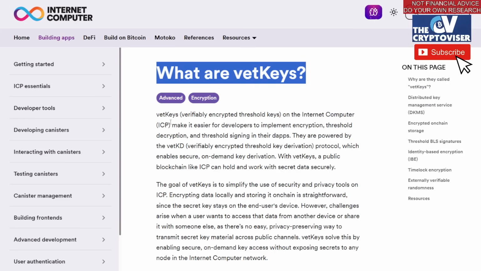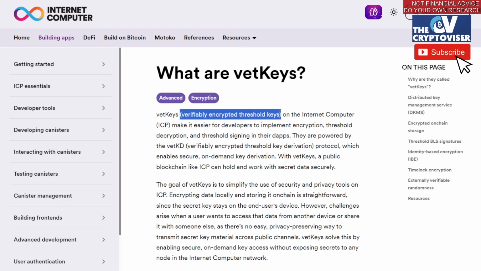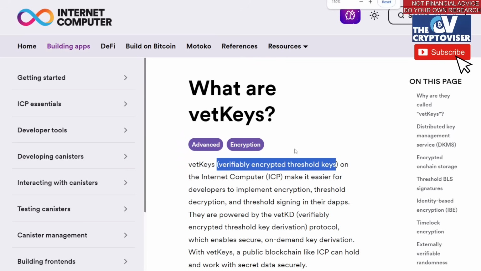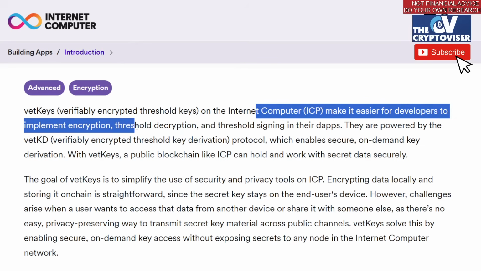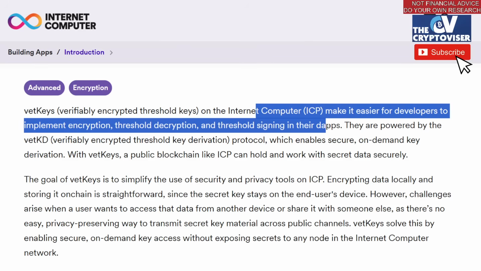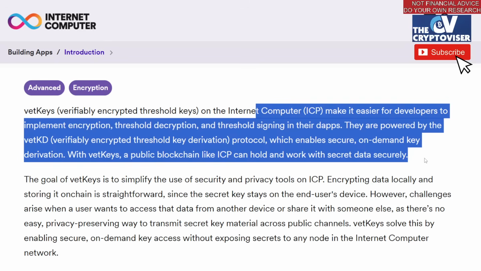So vetKeys stands for verifiably encrypted threshold keys. VetKeys on the Internet Computer make it easier for developers to implement encryption, threshold decryption, and threshold signing in their dApps. They are powered by vetKD, a key derivation protocol, which enables secure on-demand key derivation. With vetKeys, a public blockchain like the Internet Computer can hold and work with secret data securely.